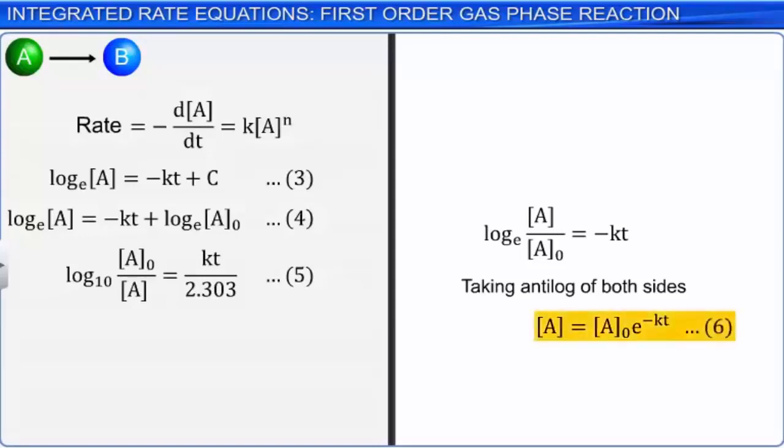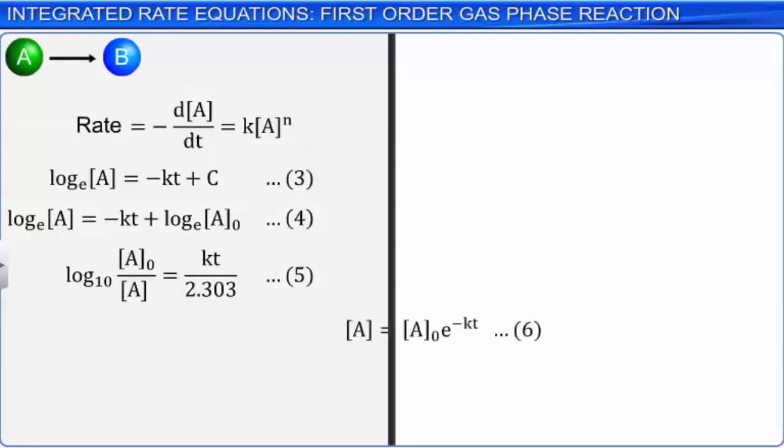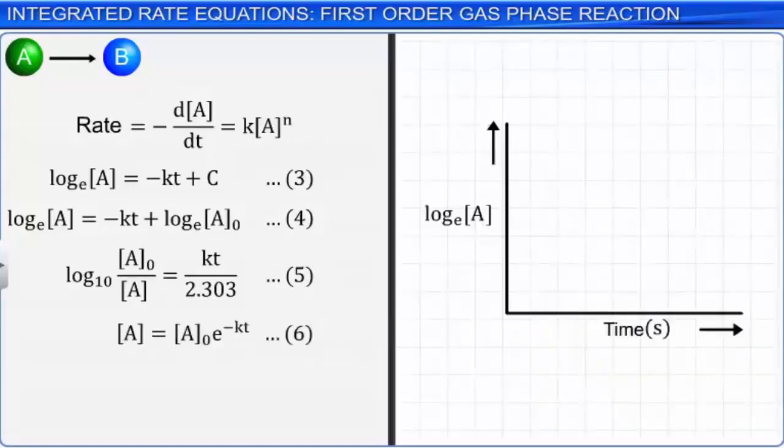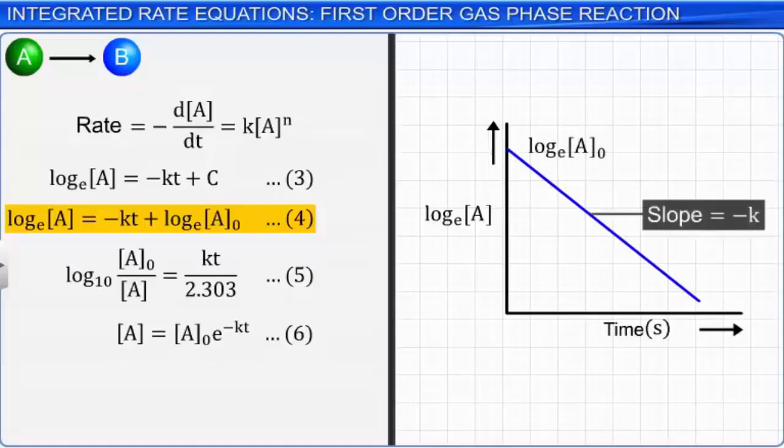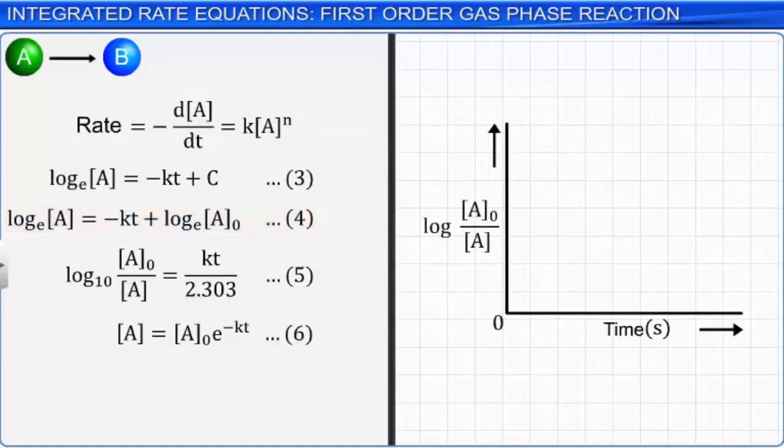If we plot equation 4 on a graph, then we get a straight line with the y-intercept as log initial concentration of A0 to the base e and slope as minus K. If we plot equation 5 on a graph, we get the graph as shown here.